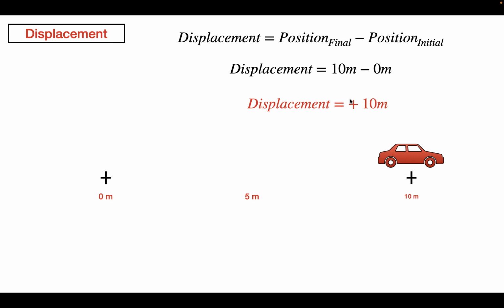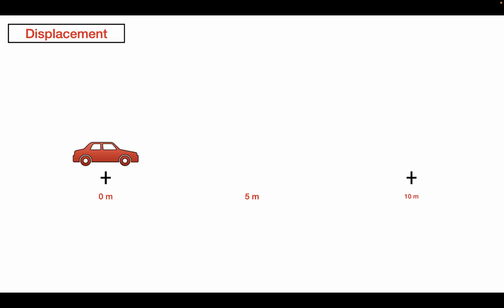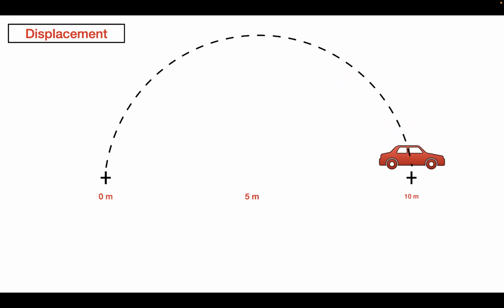So let's now look at another example. Let's just take the same car, but instead of moving in a straight line from 0 to 10 meters, let's just say that this car moves in a half circle. And if we trace out the movement of the car, it would look something like this, with a radius equal to 5 meters. So what was the displacement of the car in this case?